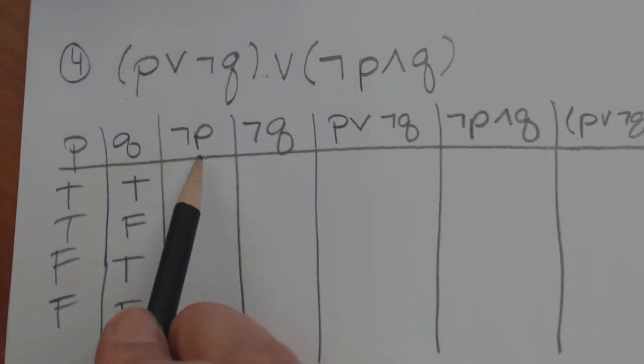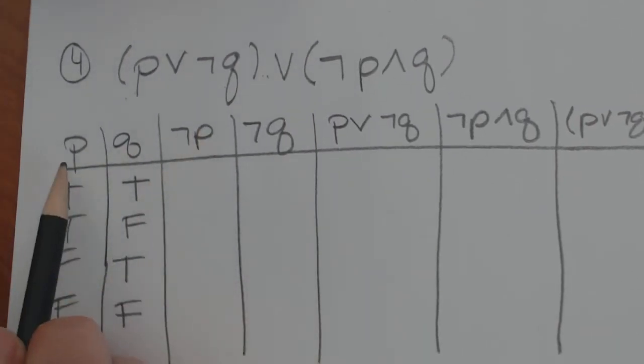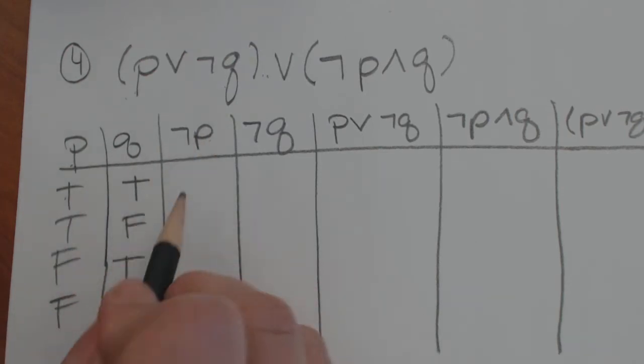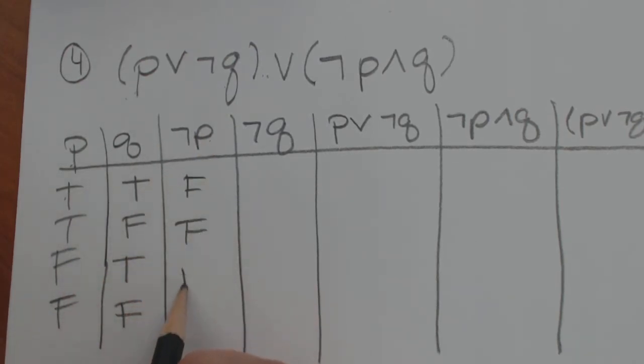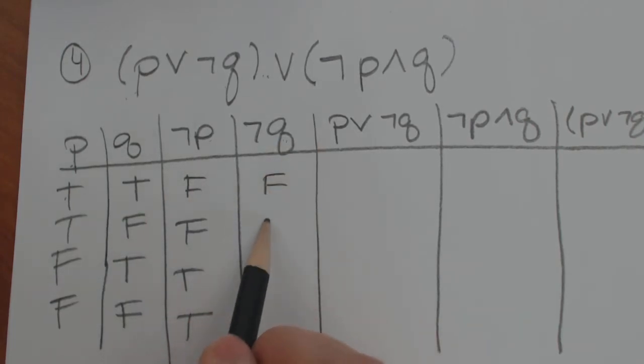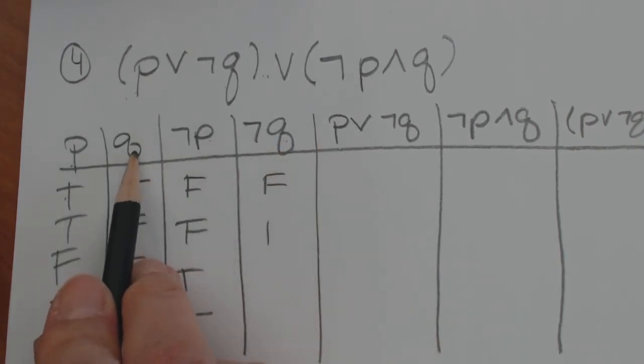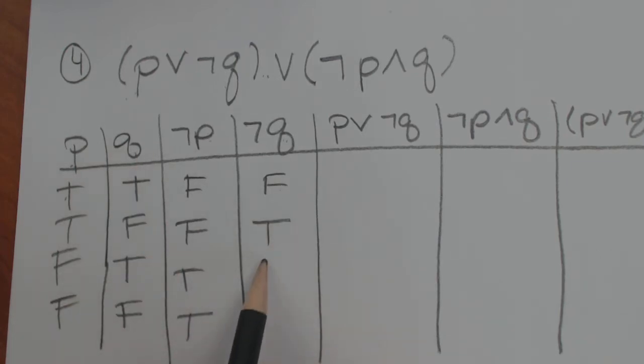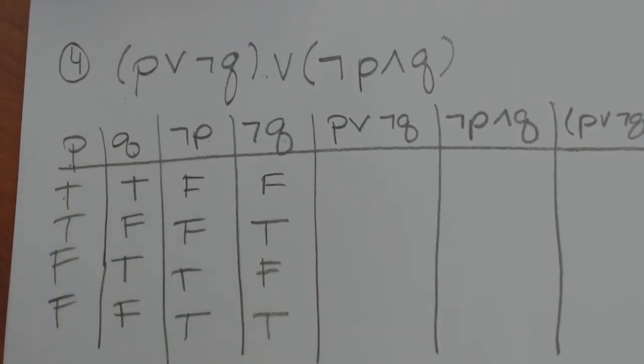Let's fill in our negations. I'm negating P. This is the negation of P, so it's going to be false, false, true, true. This is the negation of true, so it's going to be false. This is the negation of Q, so it's going to be false, true, false, true.